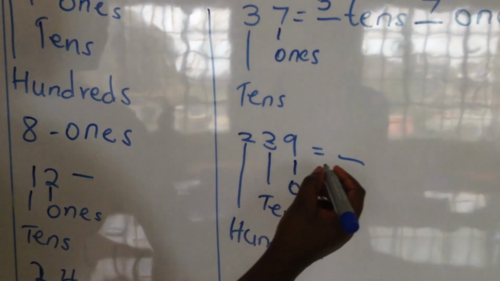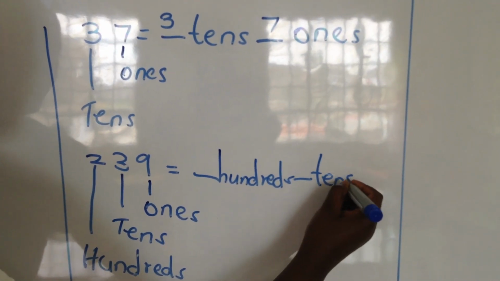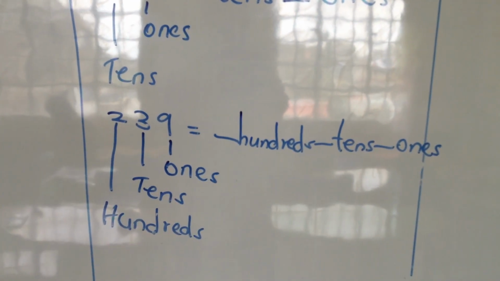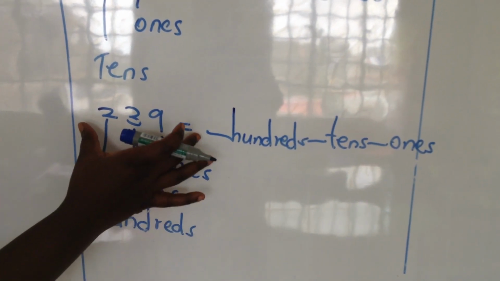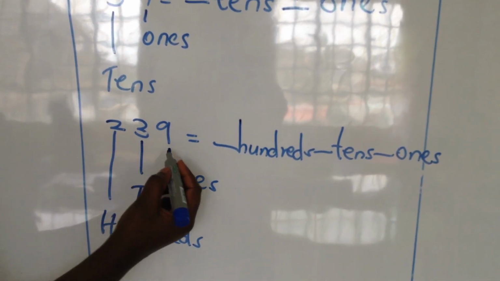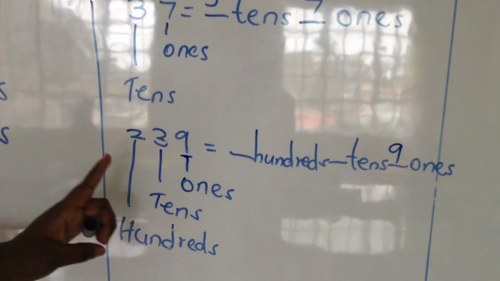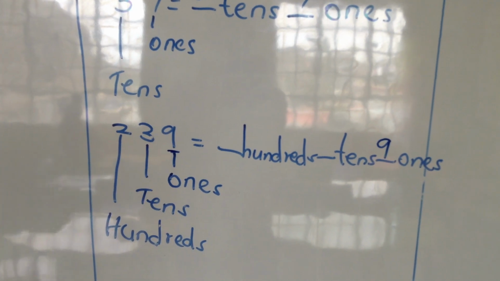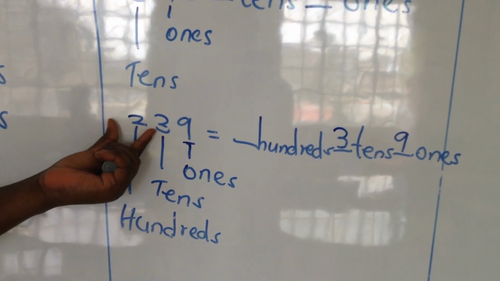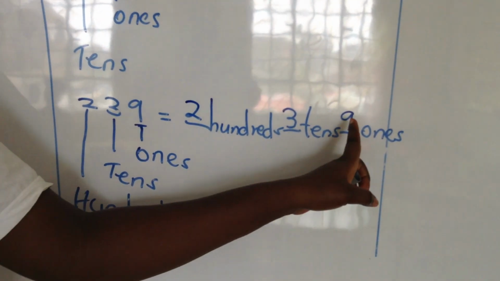This number can also be represented like this: dash hundreds, dash tens, and dash ones. So when you are filling the numbers in these gaps, the first thing you have to do is separate the place value of each and every number. After you have separated the numbers according to their place value, you come and look. Under ones, which number am I having? I'm having number 9. I come and write number 9 there. Then under tens, which number am I having? I'm having number 3. I come and write number 3 there. Then I come again and ask myself, under hundreds, which number is represented by 100? It is 2. So I write 2 hundreds, 3 tens, and 9 ones.